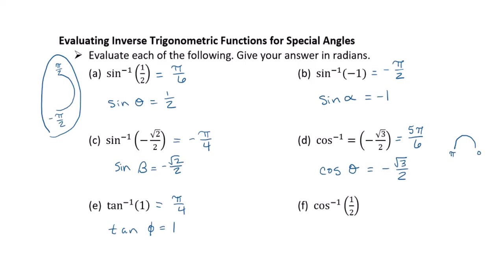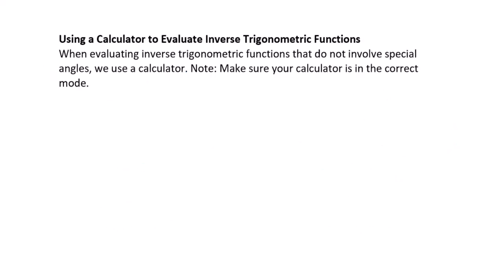The inverse cosine of 1/2. This means that the cosine of some angle was 1/2. Again, between 0 and pi, what angle would give us a cosine of 1/2? That's going to be at pi over 3.